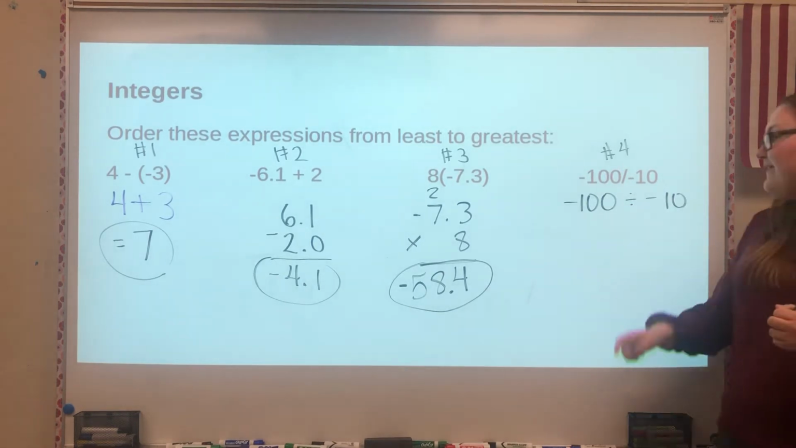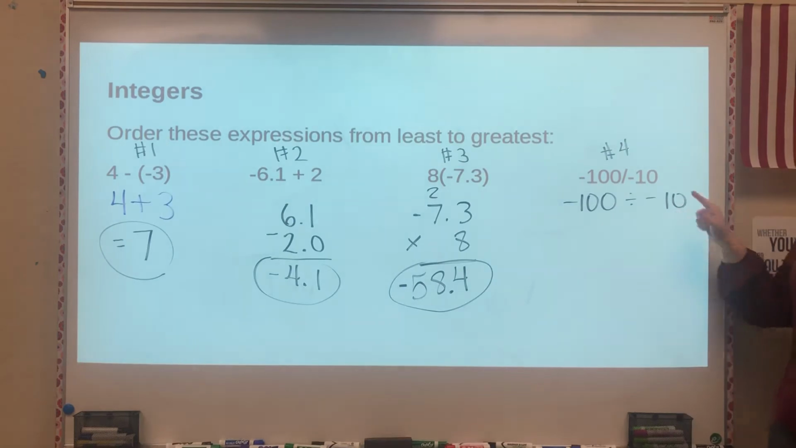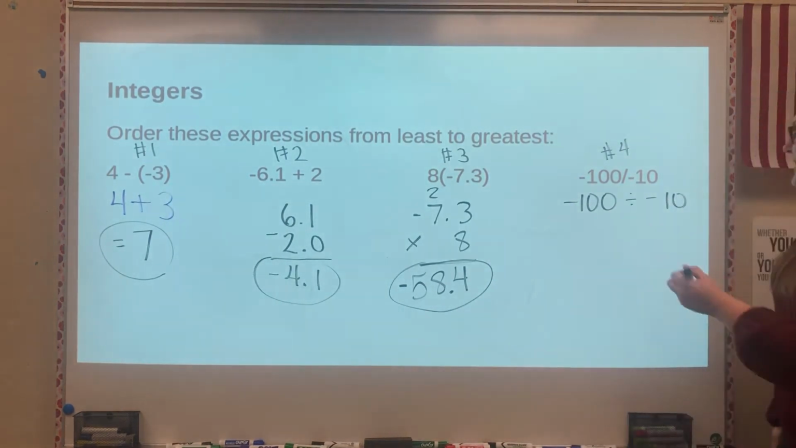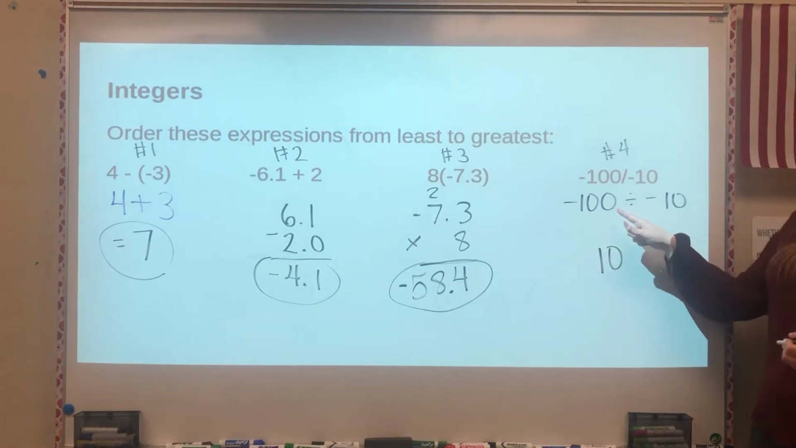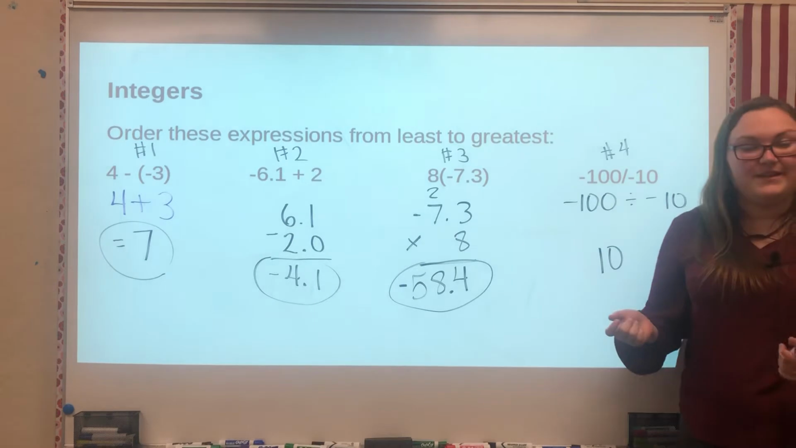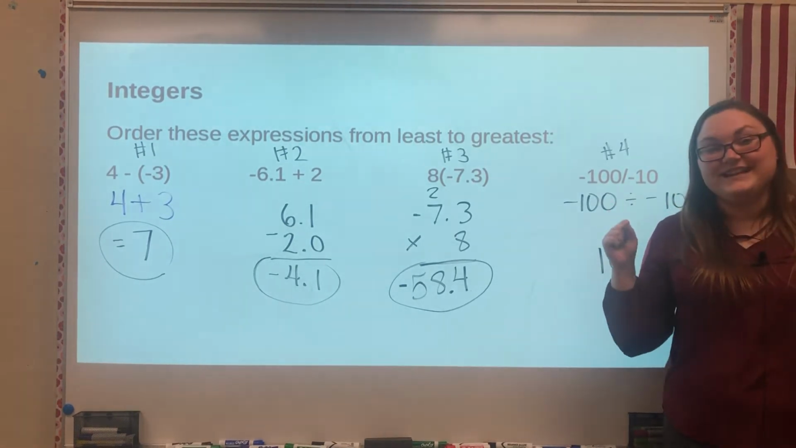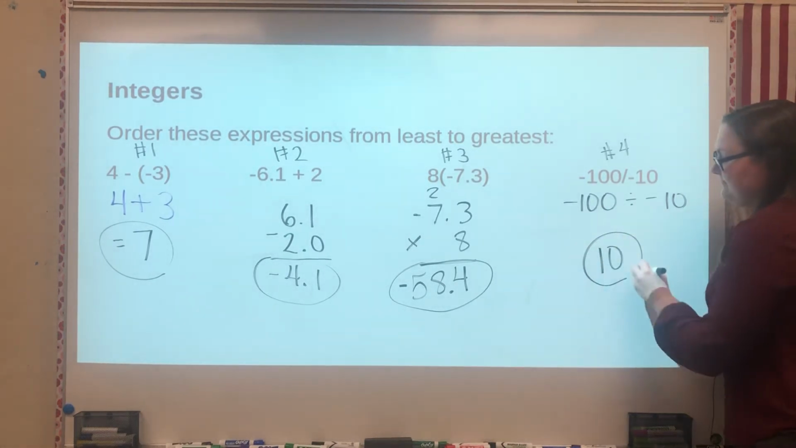If I wanted to divide that, the first thing I would do is 100 divided by 10. You can ask yourself how many 10s go into 100 or how many 10s you need to make 100. The answer for that would be 10. And then I am dividing and my signs are the same. If you are multiplying or dividing and the signs are the same, your answer is positive. So this right here would be a positive 10.